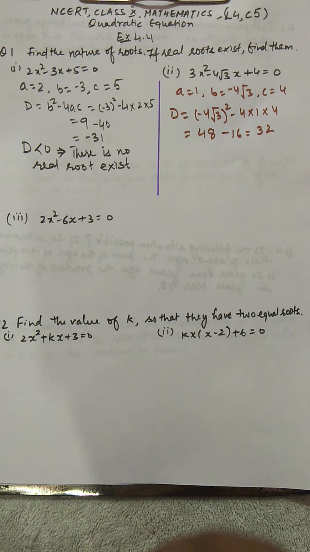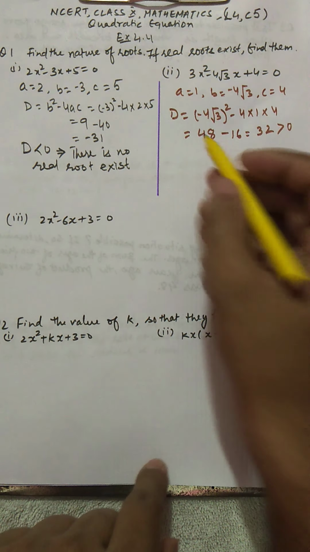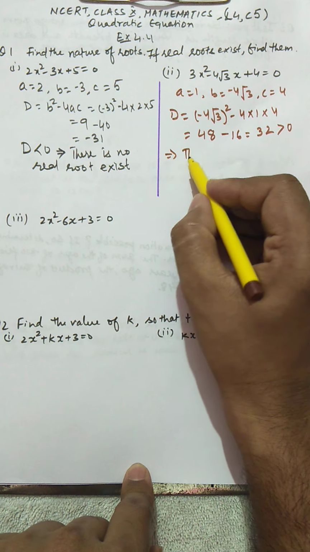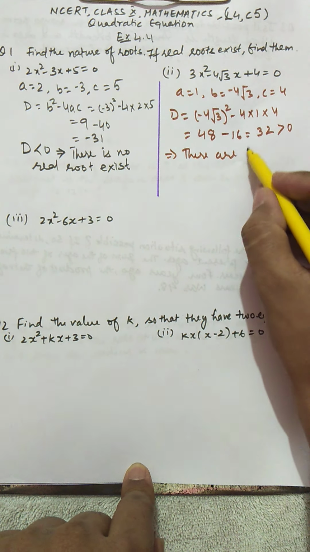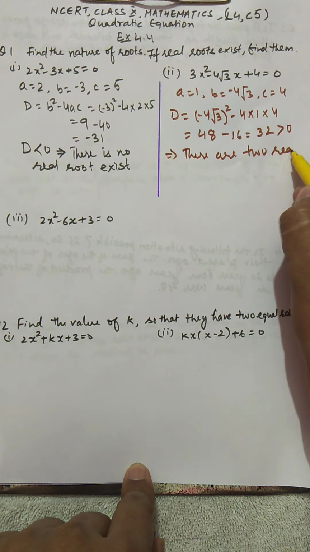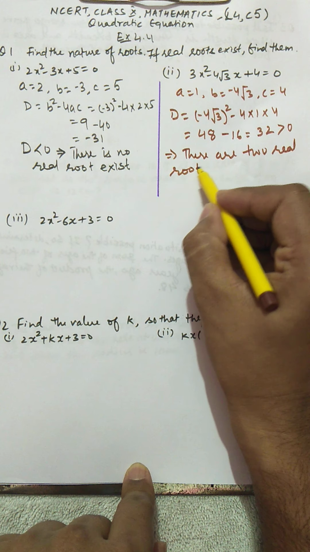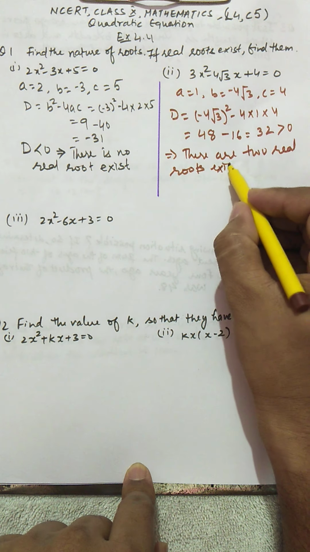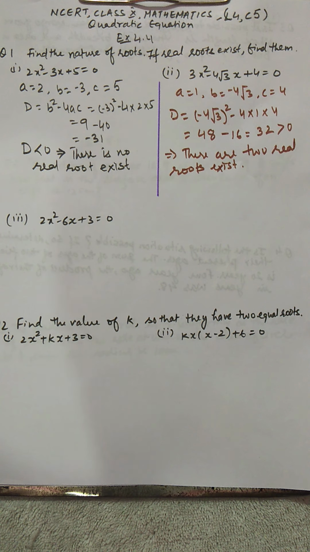Your D is 32. You can see this is greater than 0. So we can say there are two real roots that exist. So now we'll find the roots with the help of the formula. You can go for the splitting method also, but there is no need to use the splitting method anymore.